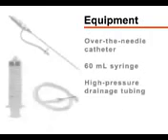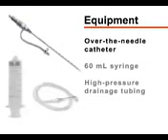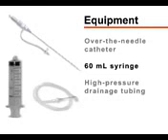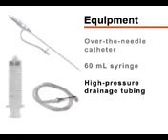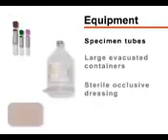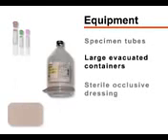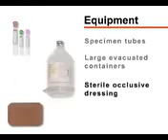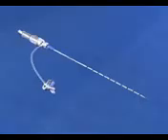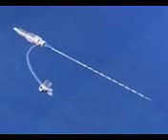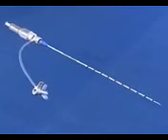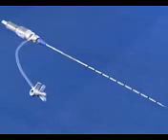For collection of ascitic fluid, you will need an over-the-needle catheter device, a 60 milliliter syringe, and high-pressure drainage tubing. You will also need specimen tubes, large evacuated containers, and a sterile occlusive dressing. In this video, we will demonstrate the use of a paracentesis-specific needle and catheter assembly.